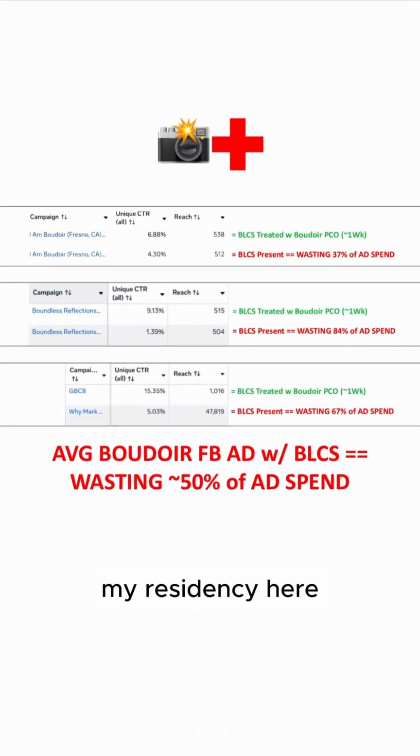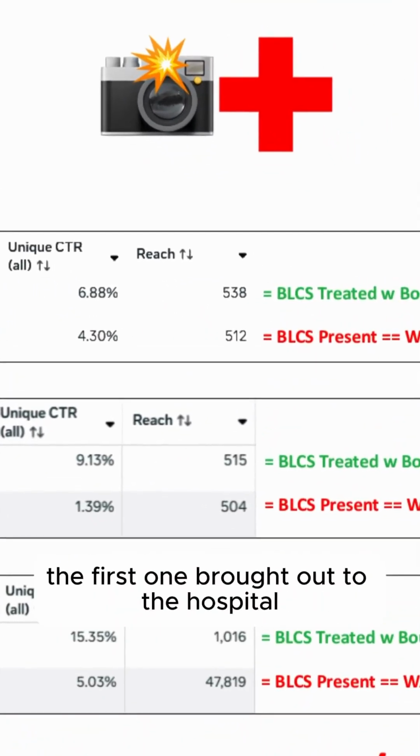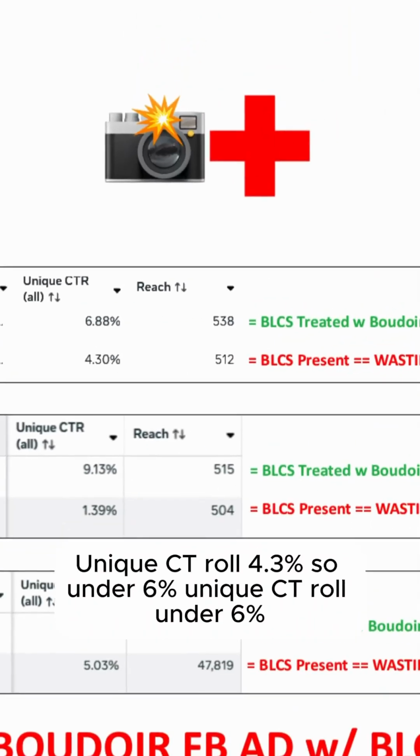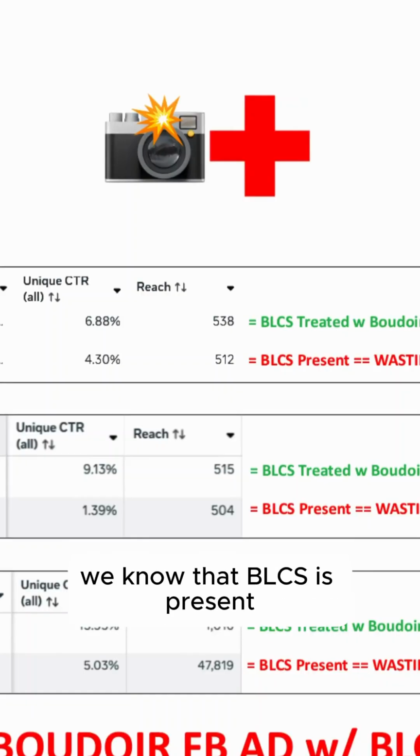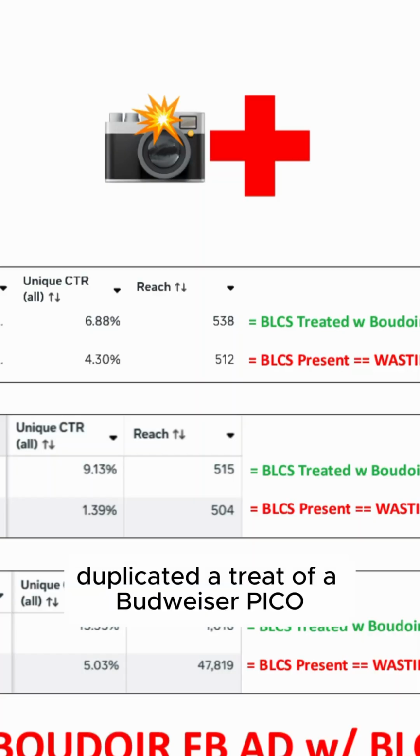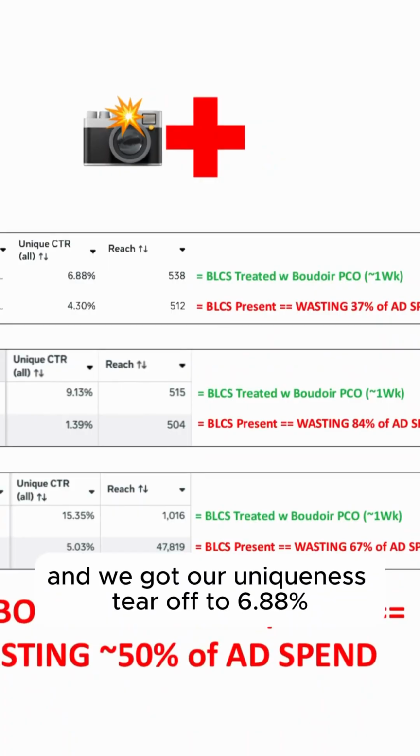So now, in my residency here, I found some Boudoir Facebook ads out in the wild. Tested the first one, brought it to the hospital. Unique CTR 4.3%, so under 6%. We know that BLCS is present. Now we duplicated it, treated with Boudoir Pico. Took about a week, and we got our unique CTR up to 6.88%.